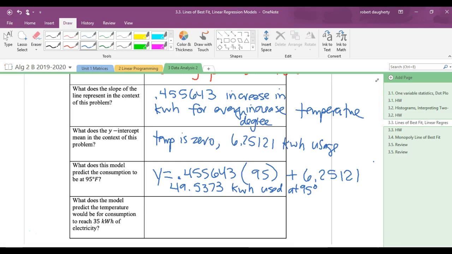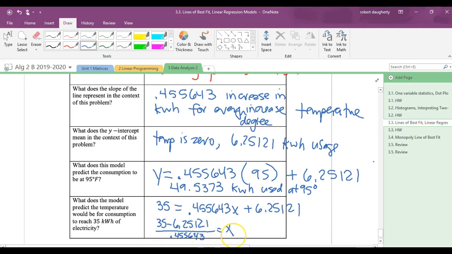Now, the next question, what does the model predict the temperature would be to reach 35 kilowatt hours of usage? What are they asking me to do here? 35 for y and solve for x. So this is 35 equals 0.455643x plus 6.25121. Okay. And you've got a couple of things you can do. How would I solve this for x? Yeah, subtract. So this would be 35 minus 6.25121, all of that divided by 0.455643. That's going to be x.